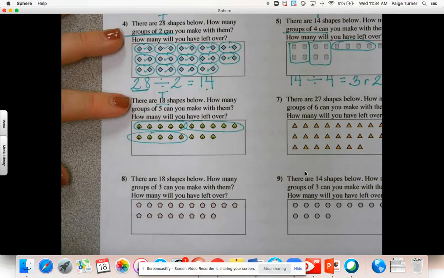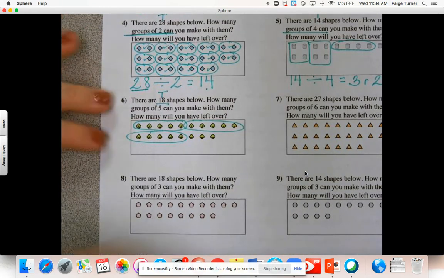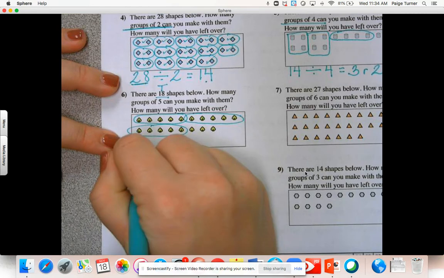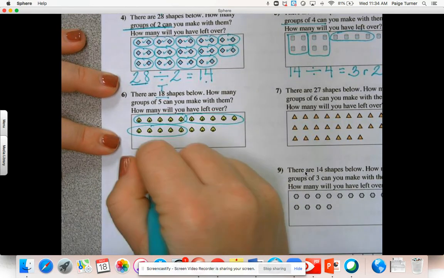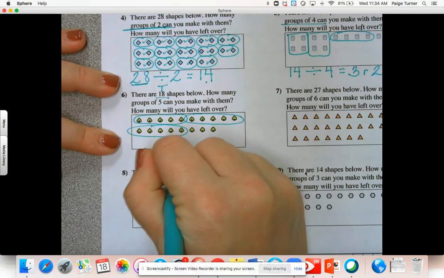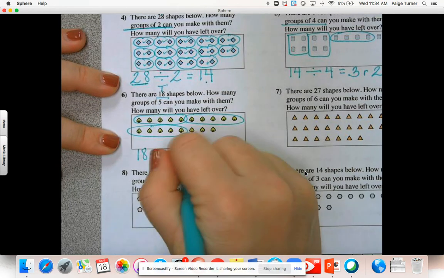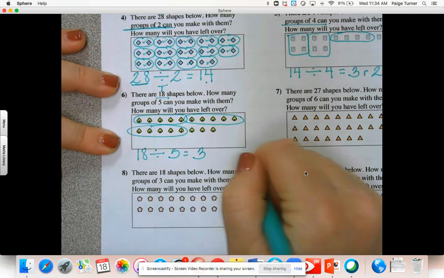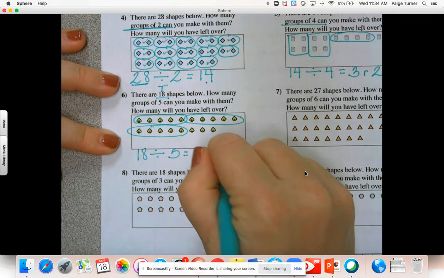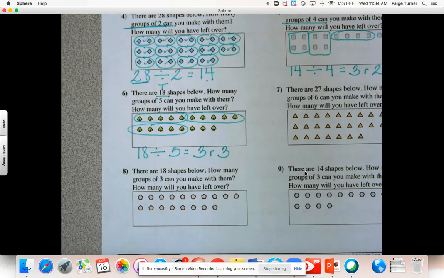So then if we were to express this as a division problem, that would be our total, which was 18, divided into groups of 5. And that gave us 3 groups with the remainder of 3 shapes left over. So that's 18 divided by 5 equals 3, remainder 3.